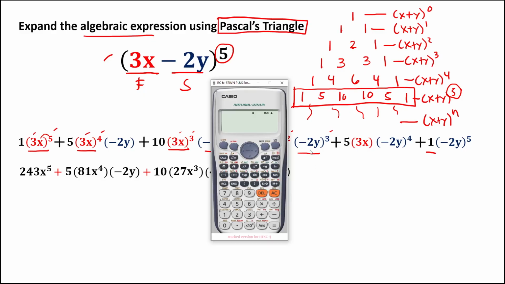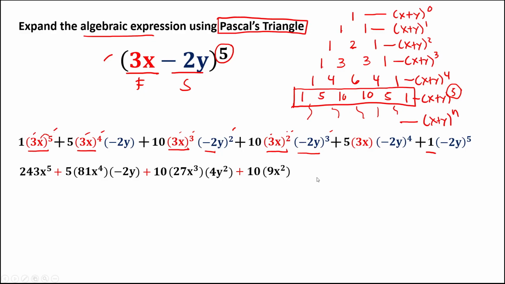Then for this, negative 2y to the power 3. Now take note, for negative numbers, we need to put them inside the parentheses. So negative 2, then to the power 3. So that's negative 8. So this is negative 8y to the power 3. Then plus, bring down positive 5. Then bring down 3x.